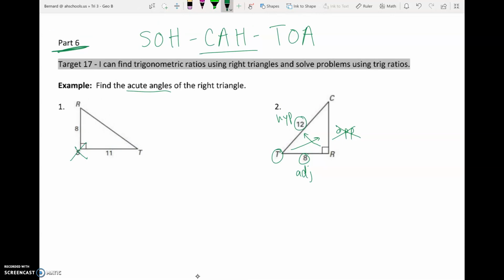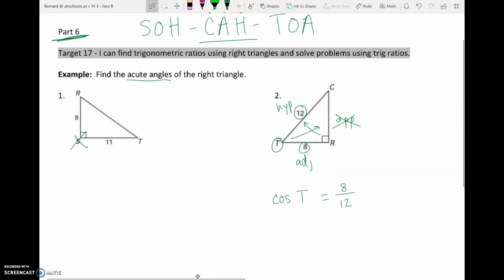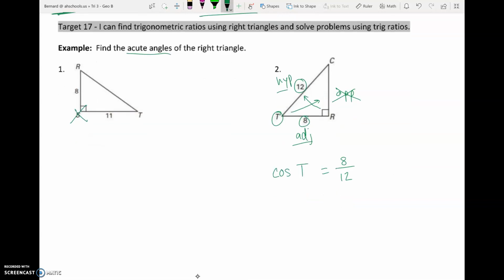And so the cosine of that angle, cosine equals adjacent divided by hypotenuse. So the cosine of angle T equals 8 divided by 12. And remember, it's 8 divided by 12 because that's adjacent divided by hypotenuse. And then we just want angle T, and so we get what angle T equals when we do the inverse of this trig function with that ratio we just set up.